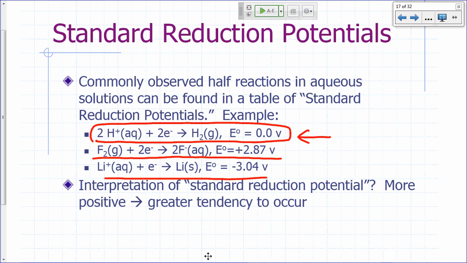So anyway, what do these standard reduction potentials mean? The number here, given in volts, tells you the likelihood of that reduction. The more positive that value is, the greater that tendency for that to occur. So if you compare half reactions, of these three, which is the most likely to occur, has the greatest tendency to occur? Is it going to be A, B, or C?